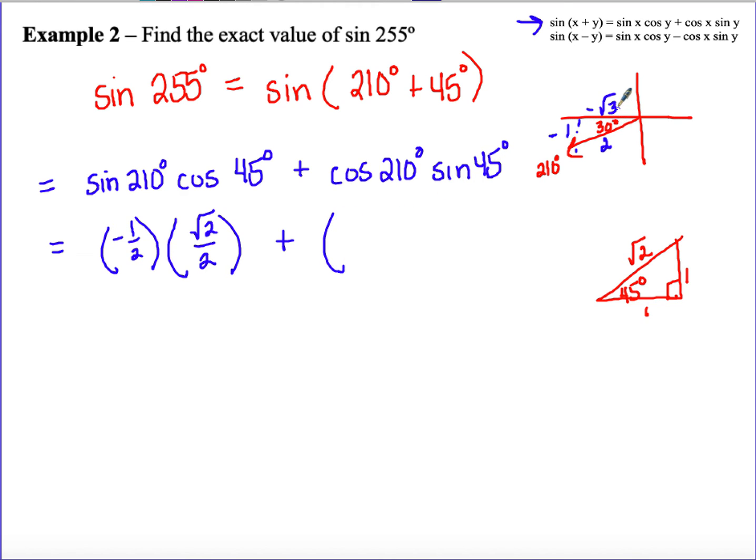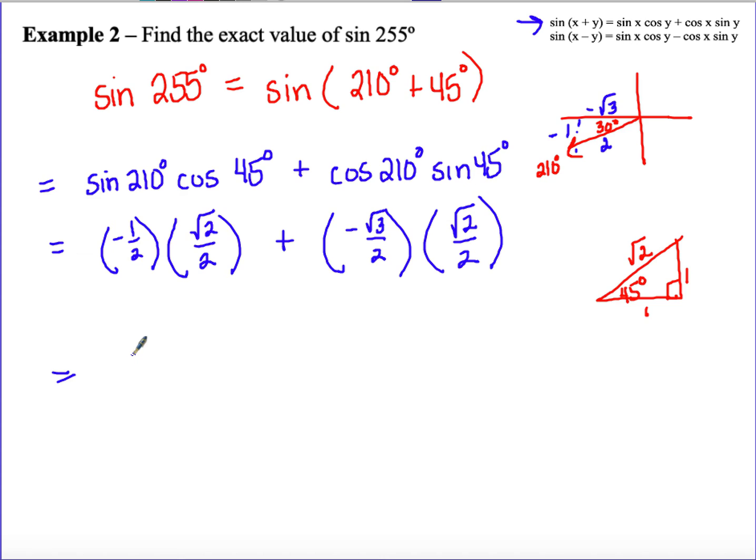Cosine of 210 is again looking at that 30-degree reference angle in quadrant number 3. That's going to be negative square root of 3 over 2. We know tangent is positive in this third quadrant. That means we also know the cosine is going to be negative there. Sine of 45, square root of 2 over 2.